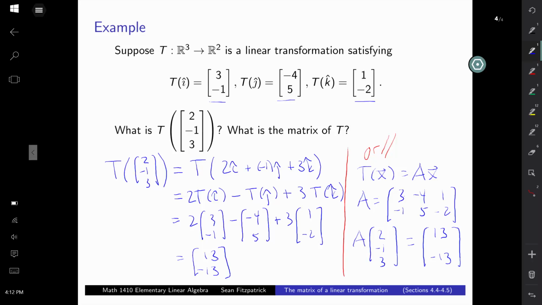If you're simply doing one computation, you might want to stick to the option on the left. If you need to calculate the value of T for several vectors, it's probably worth your while to first work out what the matrix is, because once you have the matrix, you can calculate the value of T of x on any other vector.